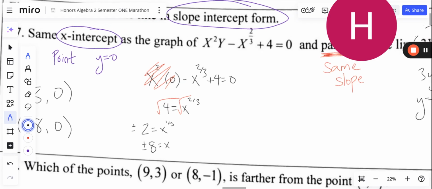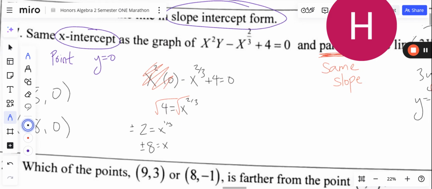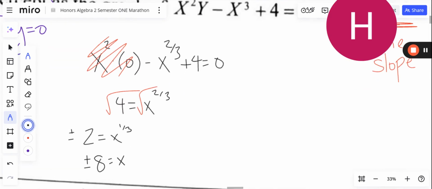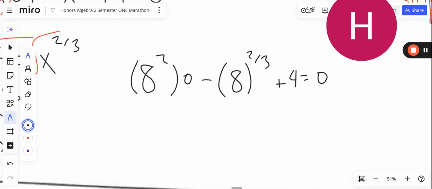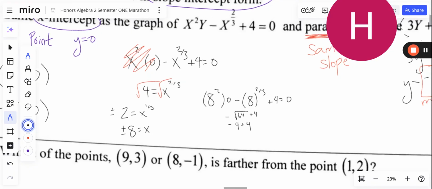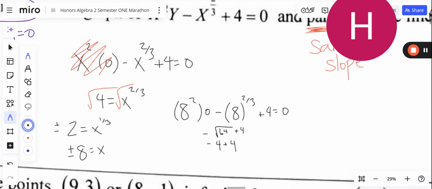Let's go ahead and plug in. Let's plug in 8 to see how this works. So if we have 8 comma 0, that's 8 squared times 0 minus 8 to the 2/3 power plus 4. Okay, that's going to give us negative cube root of 64 plus 4. So negative 4 plus 4 seems to work. 8, 0 seems legit.